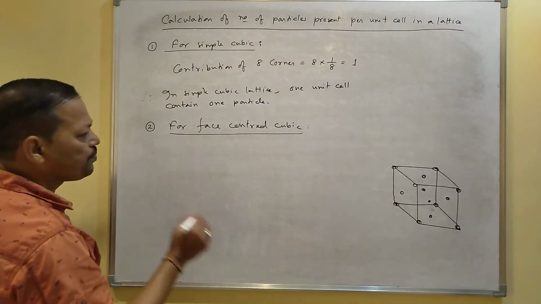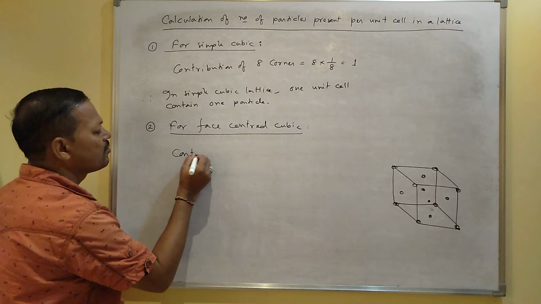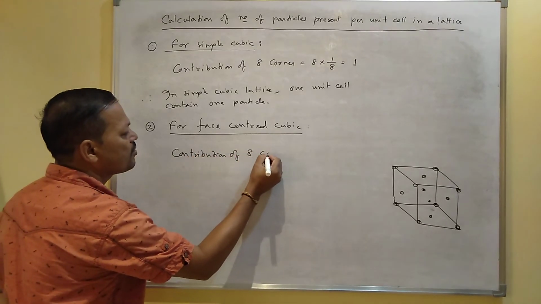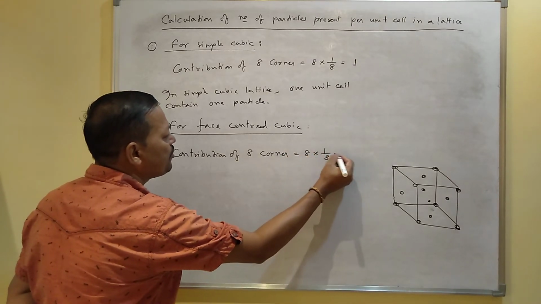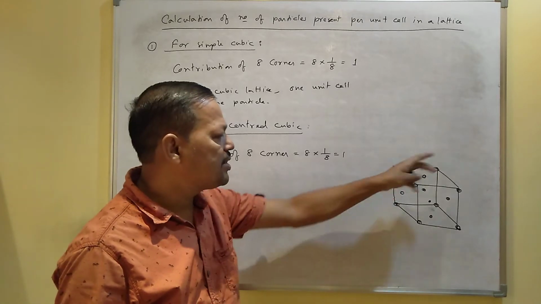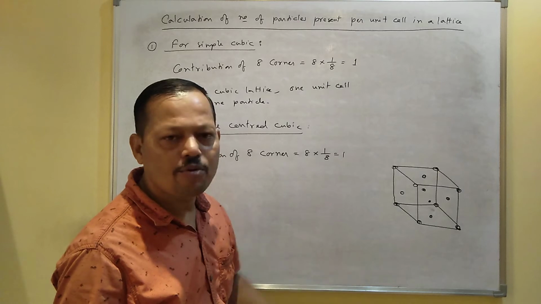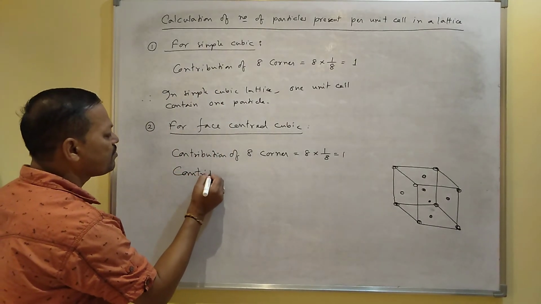So now, when it produces the lattice, the contribution of 8 corners: you will get 8 into 1 by 8 equal 1, because from a corner particle you will get 1 by 8, but since there are 8 corners, you will get 8 into 1 by 8, only 1 particle from the corners. And the contribution of 6 faces.